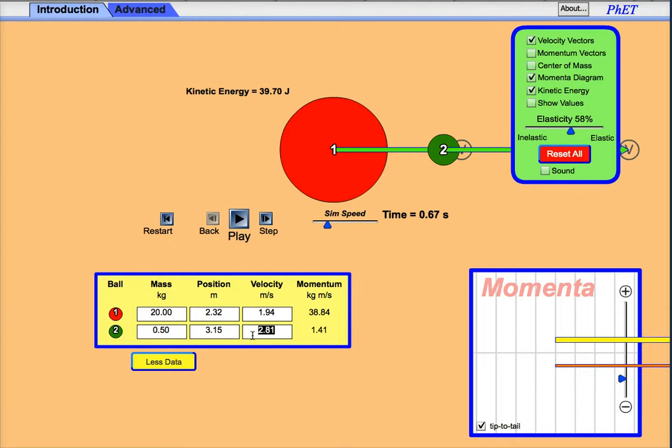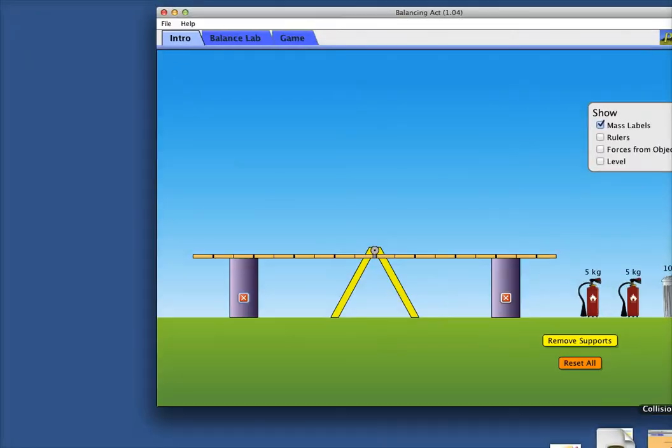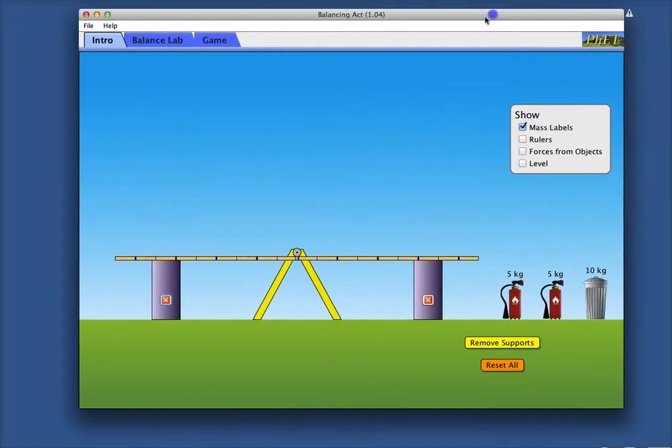There are a number of questions on this in the quiz associated with this lab, and you should be able to do those for yourself. Let's set up another lab, and this time this is the balancing act lab over here that you can see.